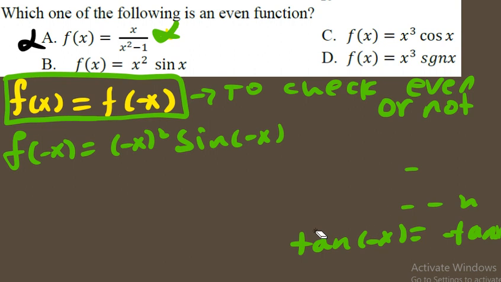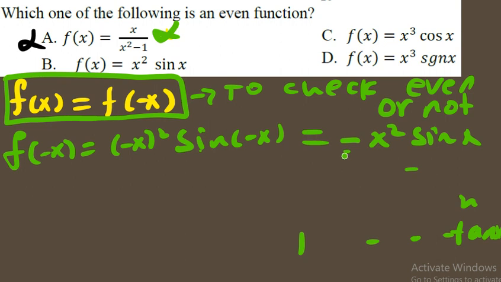Therefore, what does this give you? The upper one, what we insert here. This is the same as negative x square will remain x square, but sine of negative x, the negative comes out, so it will be negative x square sine x. This negative, from where do I bring it? From the negative sine of negative x. As I said before, sine of negative x is not the same as the original function, so it fails again.